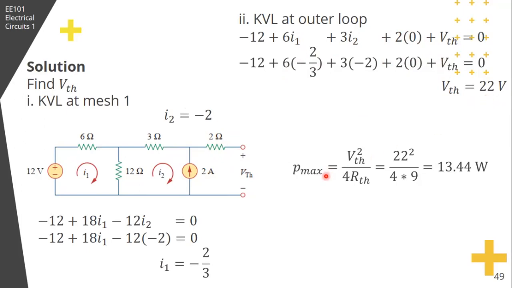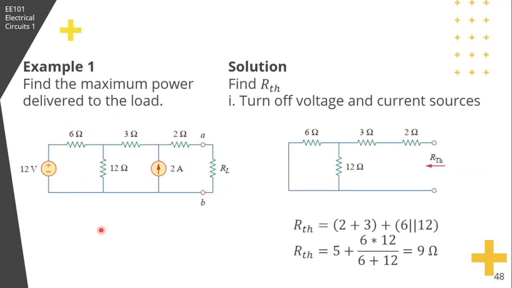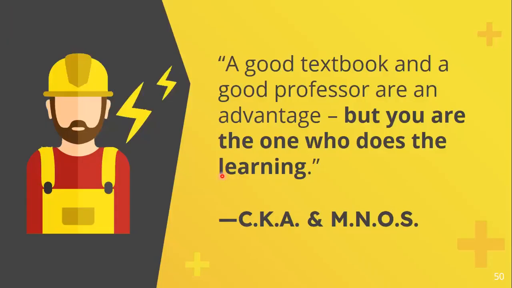Hence, our maximum power is VTH squared over 4 RTH. That would be 22 squared over 4 times 9, so we have 13.44 watts. So for this circuit, the maximum power it can deliver to the load is 13.44 watts. Okay? And that's it. Thank you for listening.